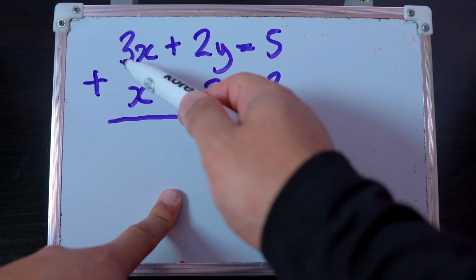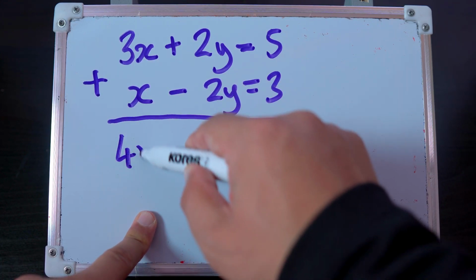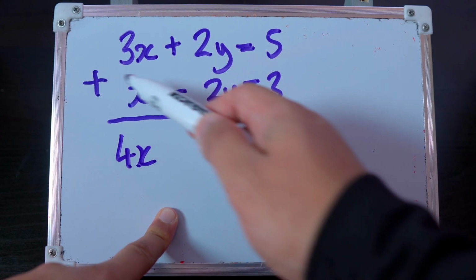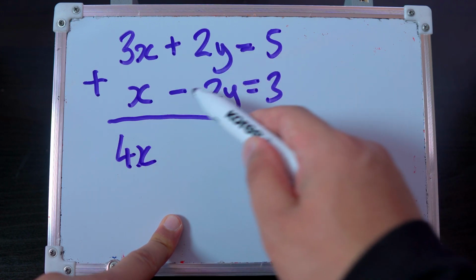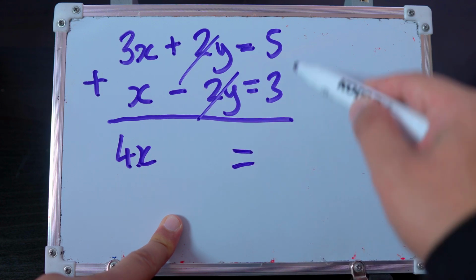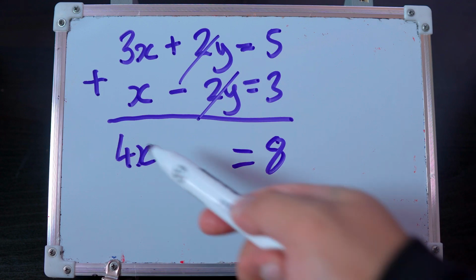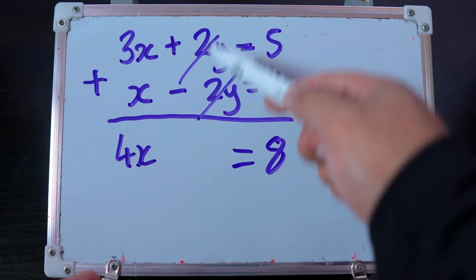Watch what happens. We've got 3x plus x makes 4x. And then we've got positive 2y plus a negative makes a negative. So we've got 2y minus 2y, that cancels out. So we get 0y, we get nothing there. And then 5 plus 3 gives us 8. So now we have 4x is equal to 8, and we eliminated the y's.